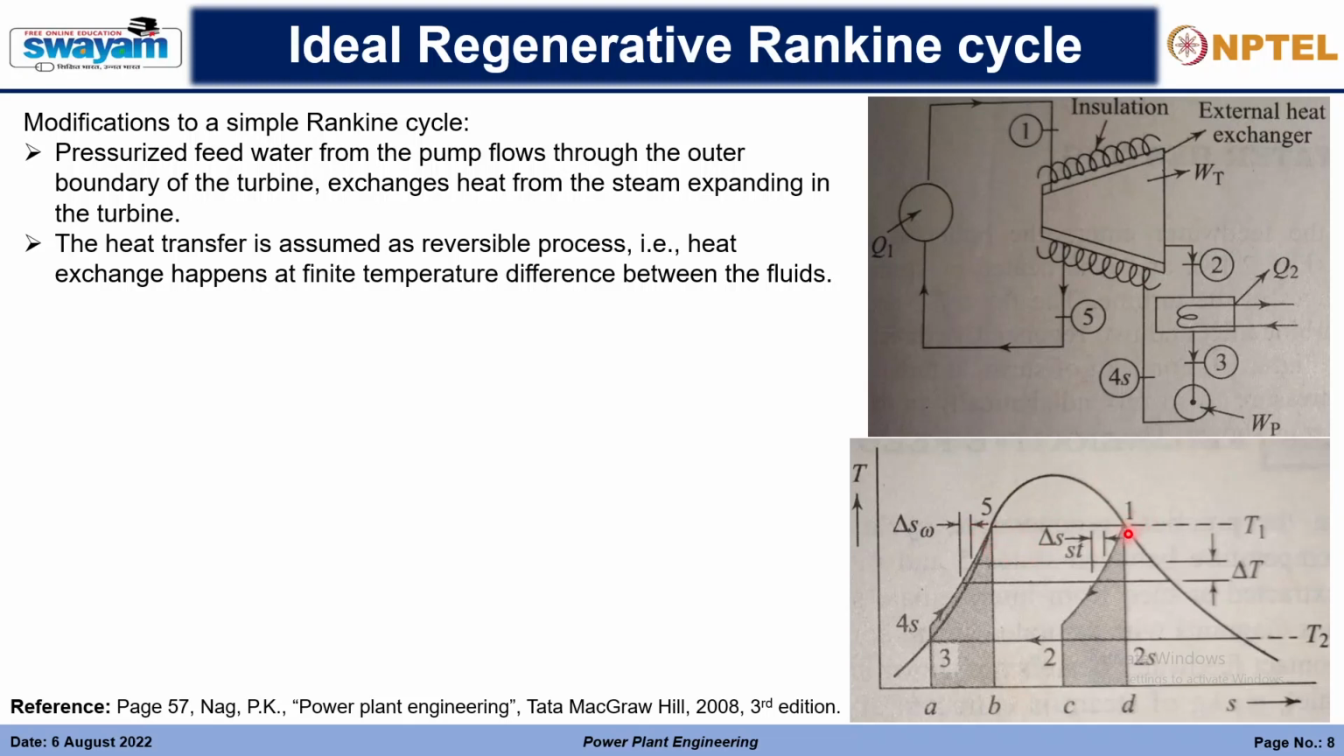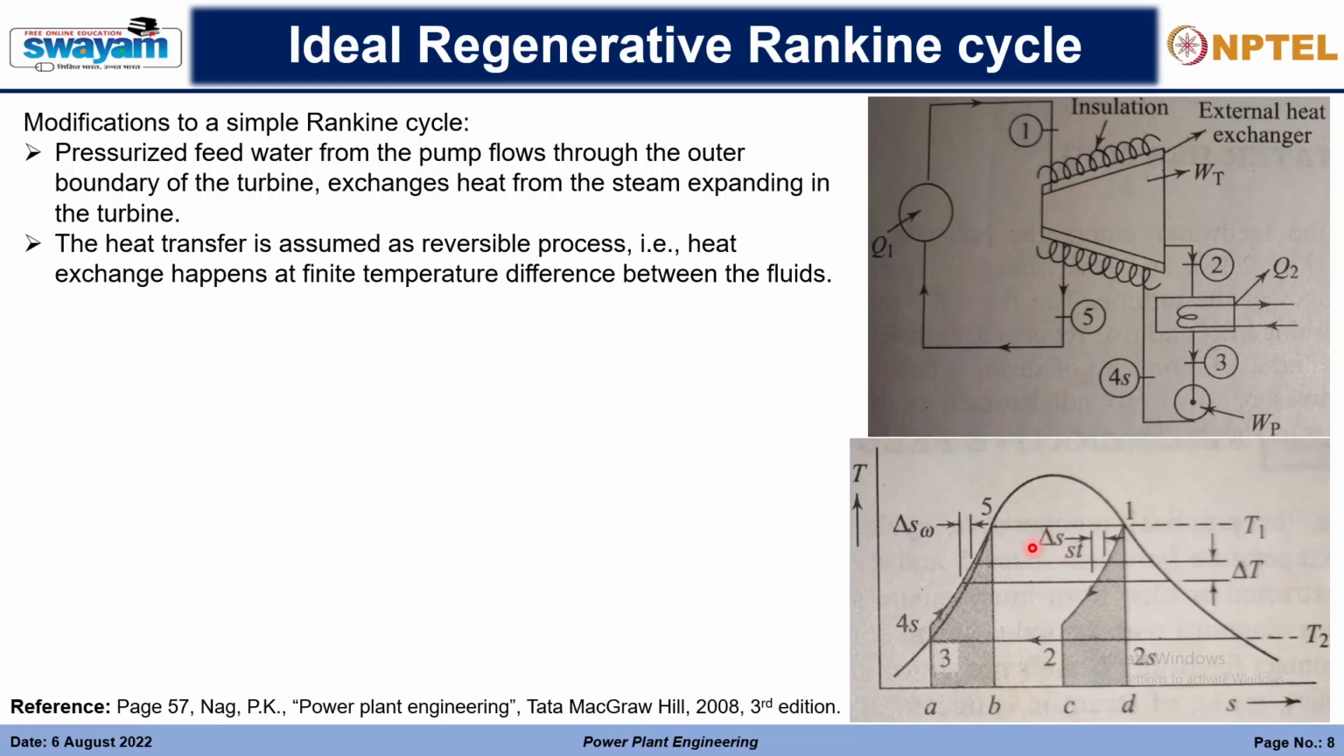So this particular straight curve, 1 to 2s, will get changed to a 1 to 2 curve, like this curved. And this particular energy is being supplied to this part, 4s to 5. 3 to 4 was the pump work, and at the outlet of the pump is the state 4s, right? From 4s the feed water has to be heated sensibly and its temperature increased, so sensible heat must be provided in order to get the saturated water condition, that is 5, right?